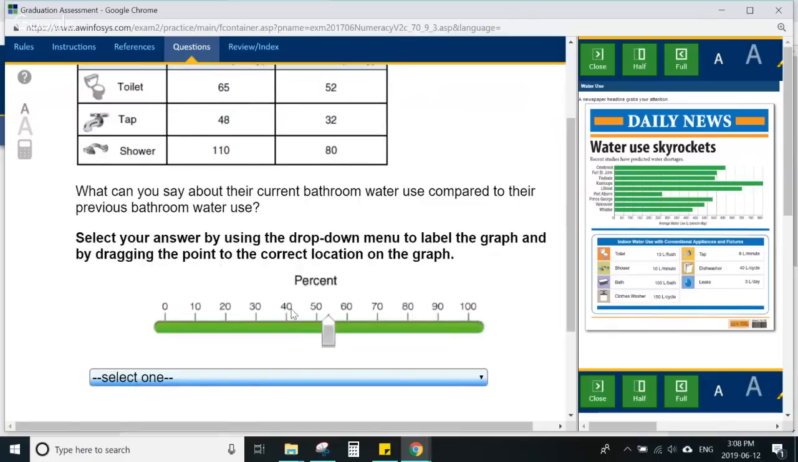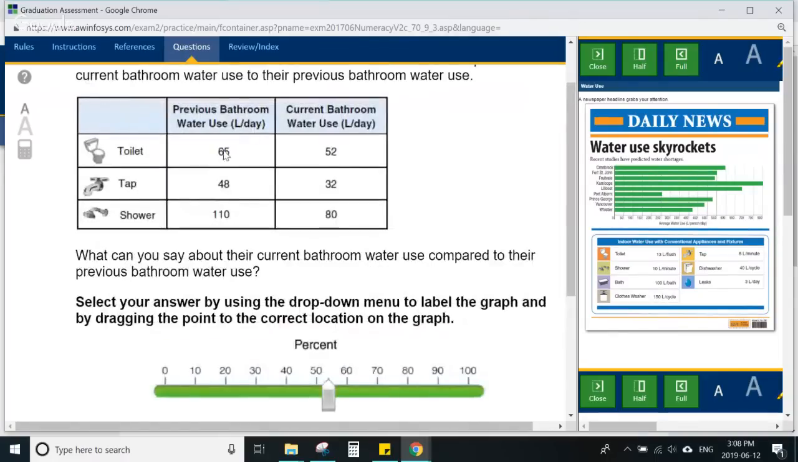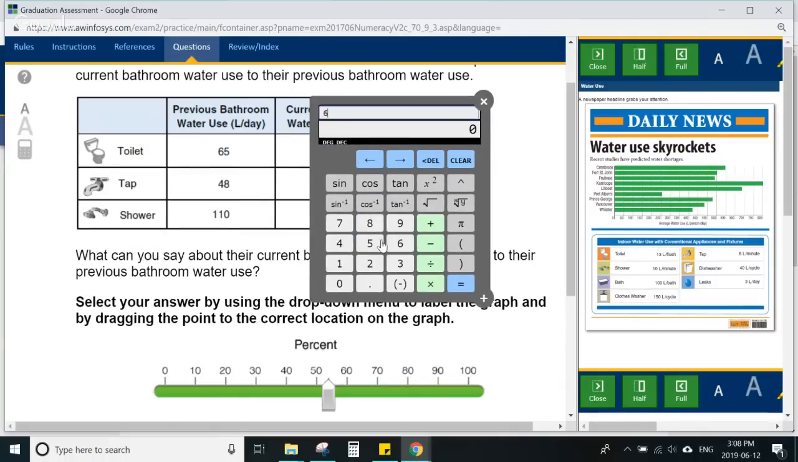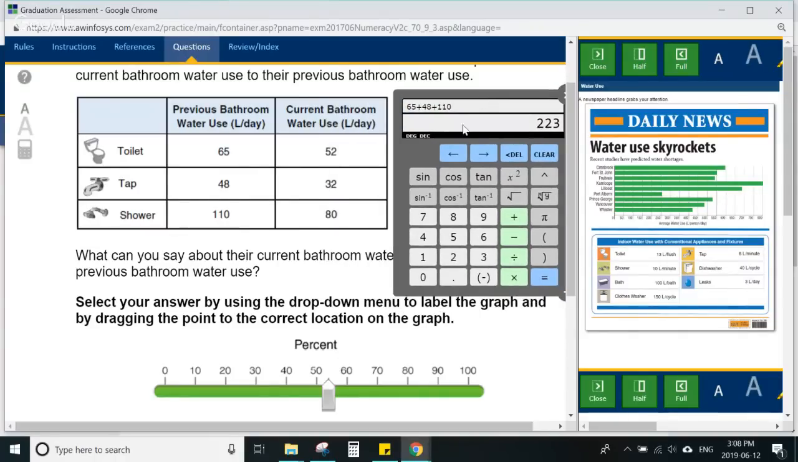So let's take a look at how you would figure this out mathematically. So I'm going to add up my previous bathroom water use. I'm going to go 65 plus 48 plus 110. Okay, so my previous bathroom water use is 223.